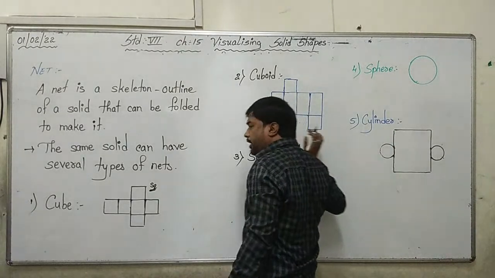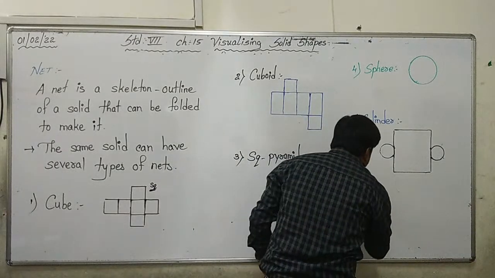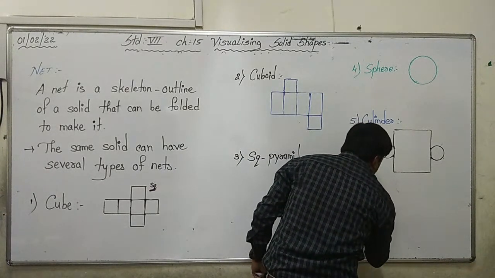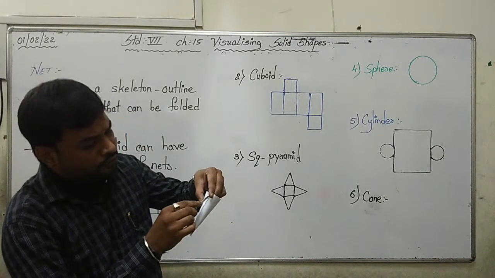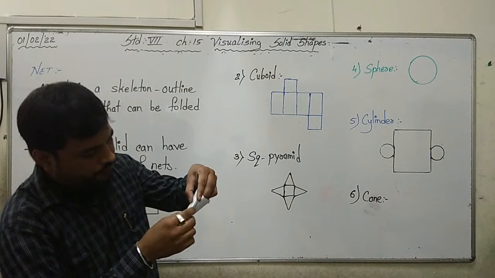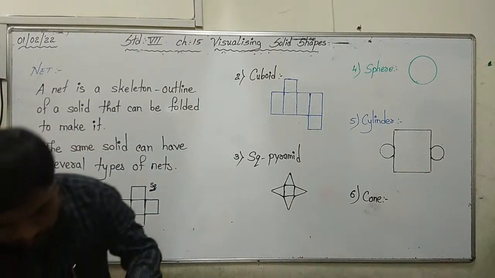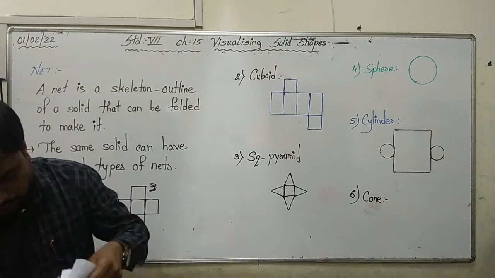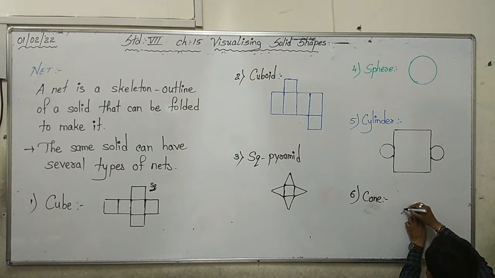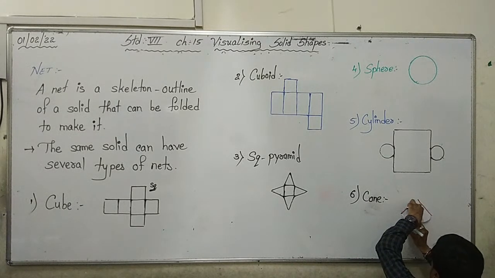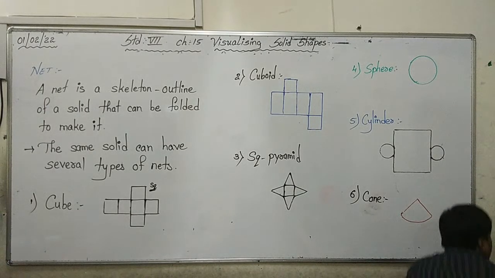It is a rectangular shape, and on both sides you will see circles. And finally the sixth one now, we are going to cut the cone. Let's see which type of figure is obtained by cutting the cone. If I cut the cone, you can see that somewhat like this figure is obtained. So it is the net structure of cone.